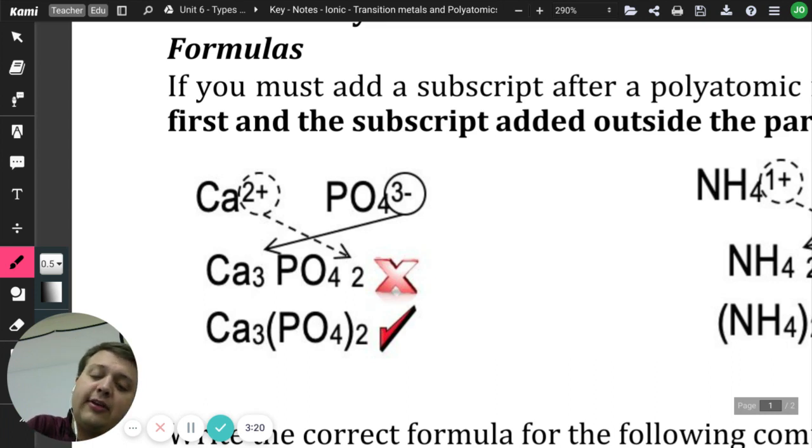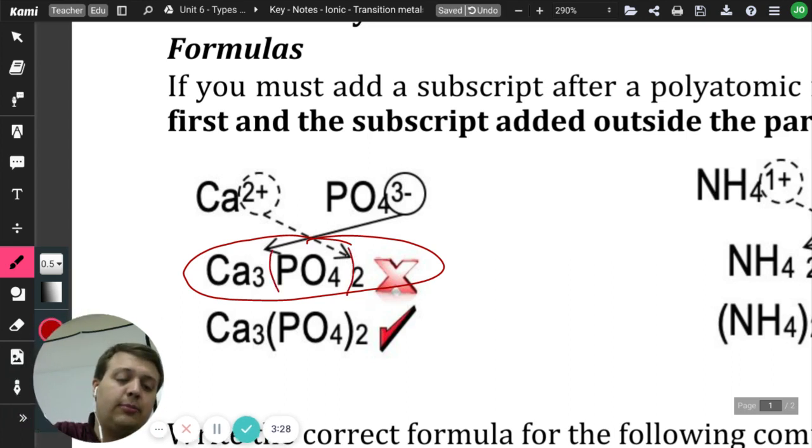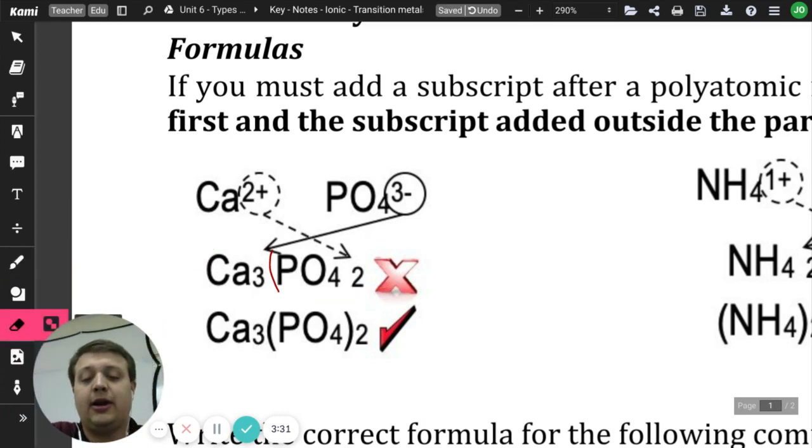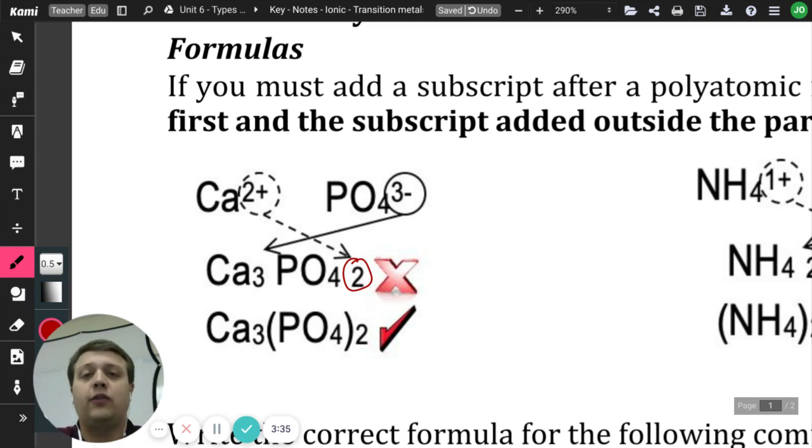All right, now this is actually the wrong way to write it. Why? Because we did not add parentheses around that. So you do need to make sure that when we're talking about polyatomic ions, if you end up with more than one, like we did right here, you have to put parentheses around it. And so this is the correct answer for that.